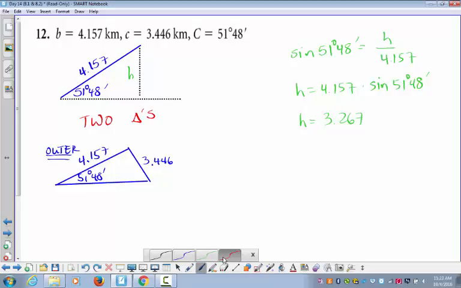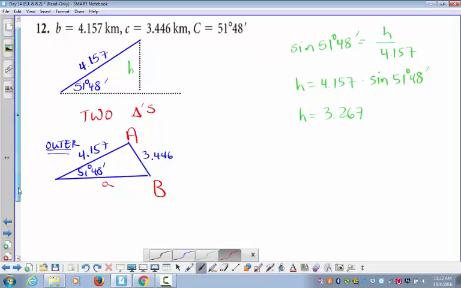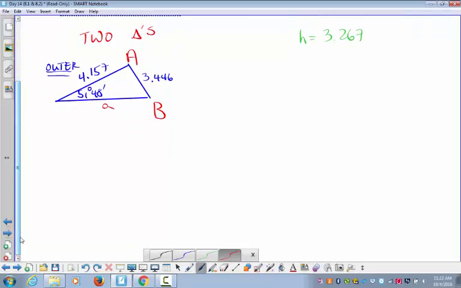That was a B, so this is B, this is A, and this is A. All right, so there's our outer triangle. And we always have to go for that lower right angle first. Regardless of how you label things, if you put your unknown base, then that lower right angle is always going to be the first place to solve. So that's going to be sine of B divided by 4.157.